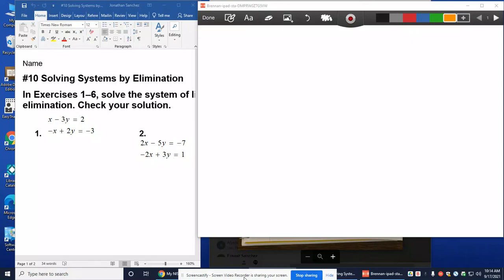So the first step is to line up the equal sign. This paper already lined it up for you. I will line mine up, so I'll put x minus 3y equals 2, and then I want the other equal sign right there with that one, minus 3, and I have negative x plus 2y, right? So I have my equal sign lined up.